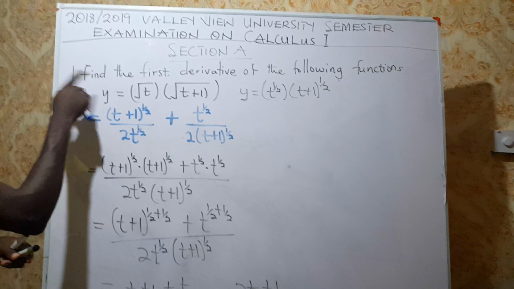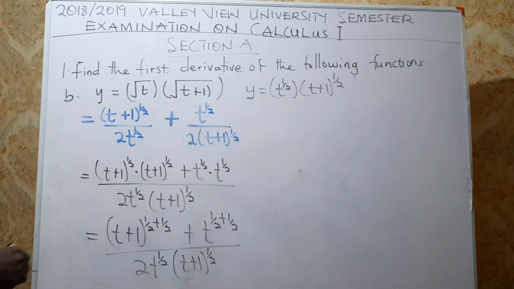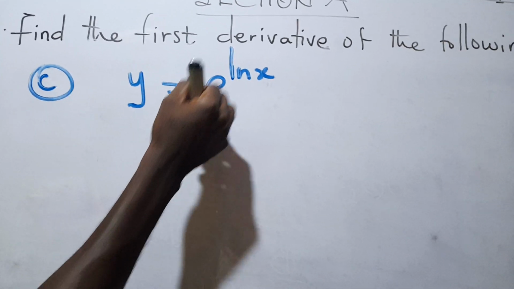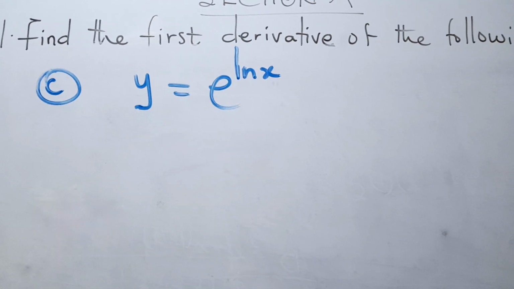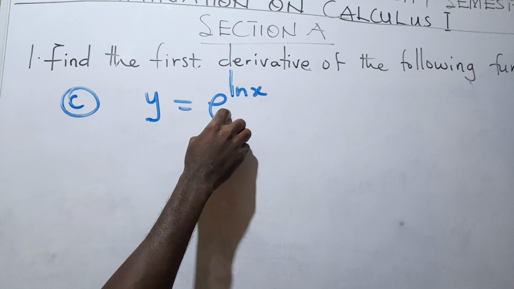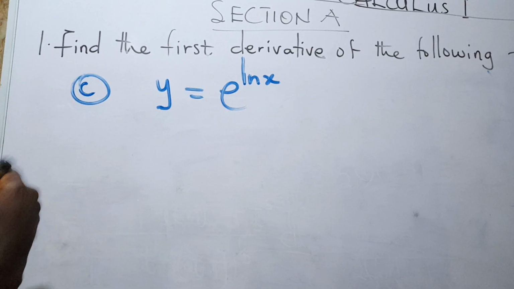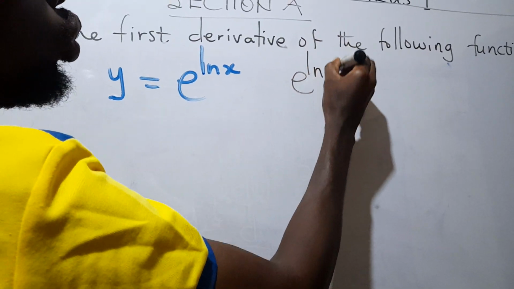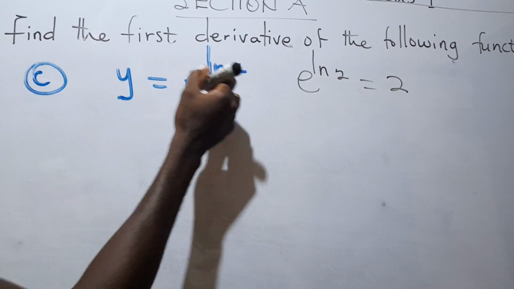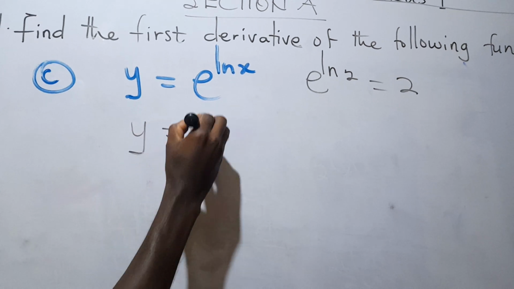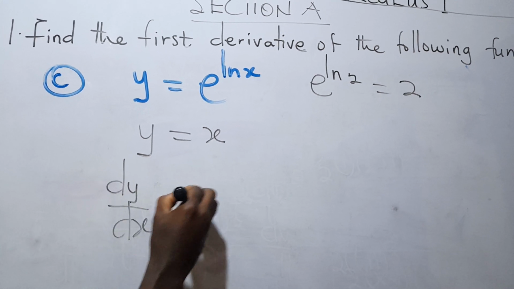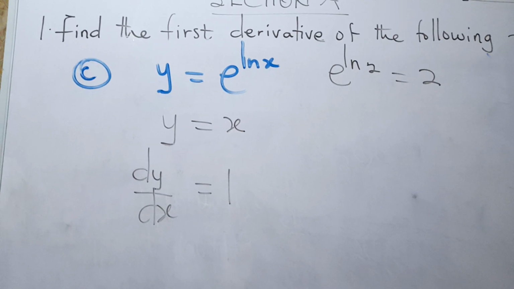The last one, which is the third aspect or the C aspect of question 1, is 3 marks. So the C aspect of question 1, which is worth 3 marks, say if y is equal to e exponent ln x, find dy over dx or the first derivative. See, anytime the ln function meet the exponential function, it's nothing but the value there. So if we have e exponent ln 2, the answer is nothing but 2. I hope you get that. So if y is equal to e exponent ln x, then we can say y is equal to x. Then we'll find dy over dx. dy over dx will be nothing but 1. This is very easy one.